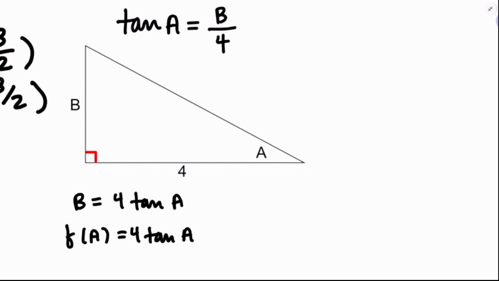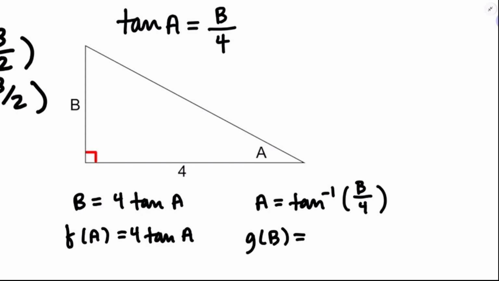Okay, but if I wanted to solve for A on its own, I'd need to take inverse tangent of both sides. So that would be inverse tangent of B divided by 4, because inverse tangent of tangent of A is going to just give me A. That's the idea with a function and its inverse. They undo each other, they just kind of go away. All right, so G of B is equal to inverse tangent of B divided by 4.